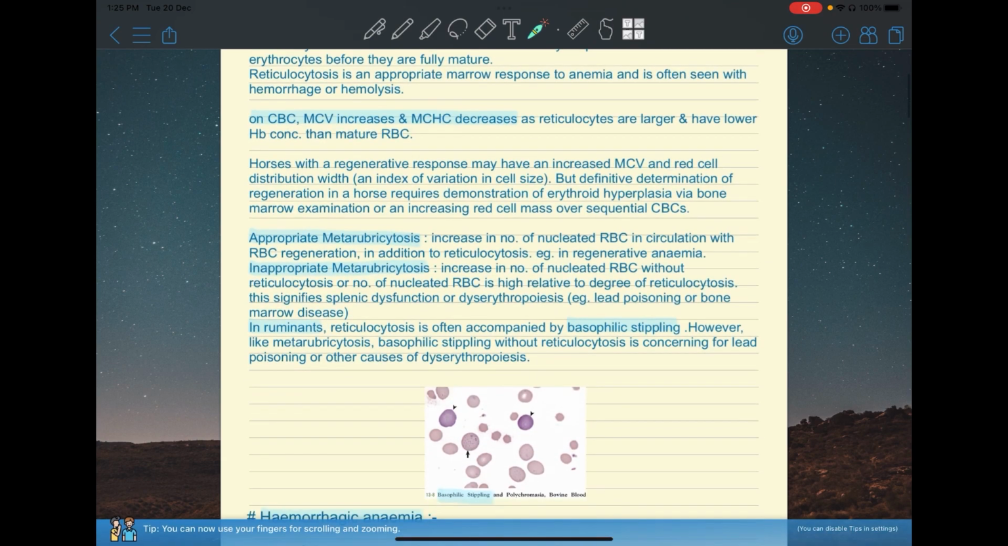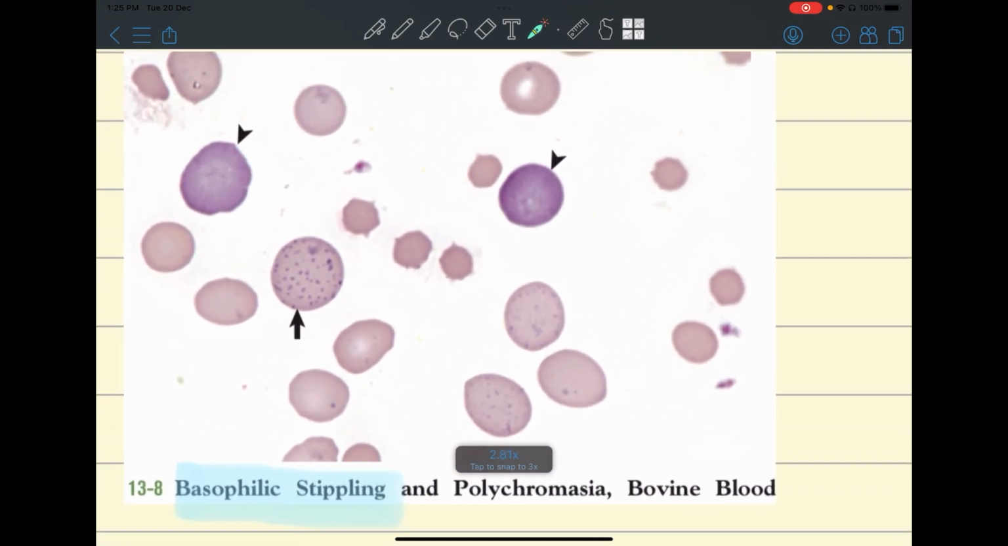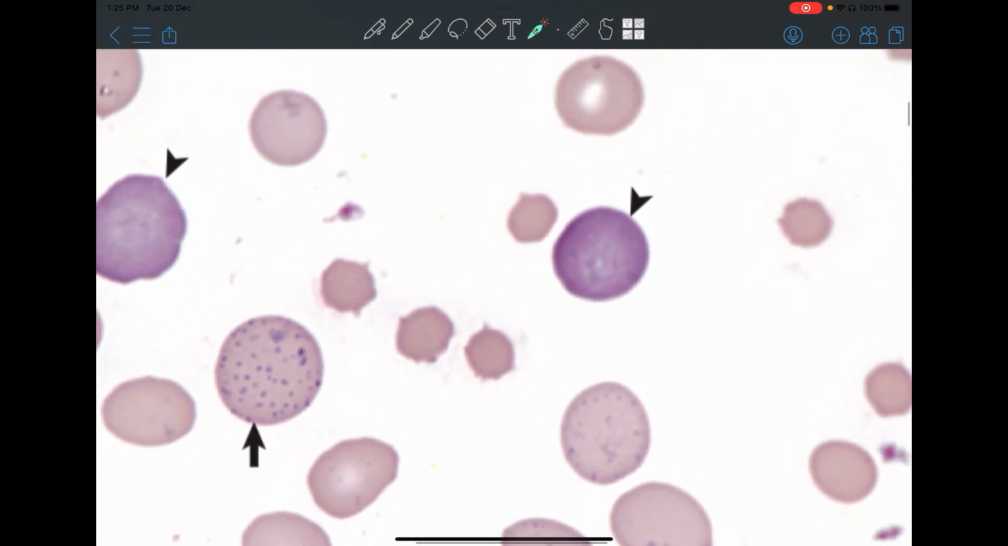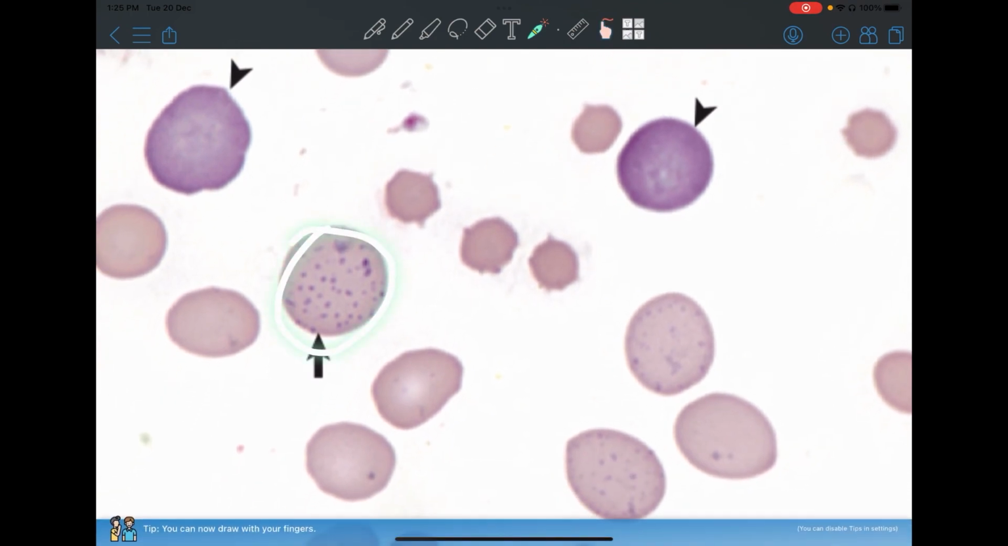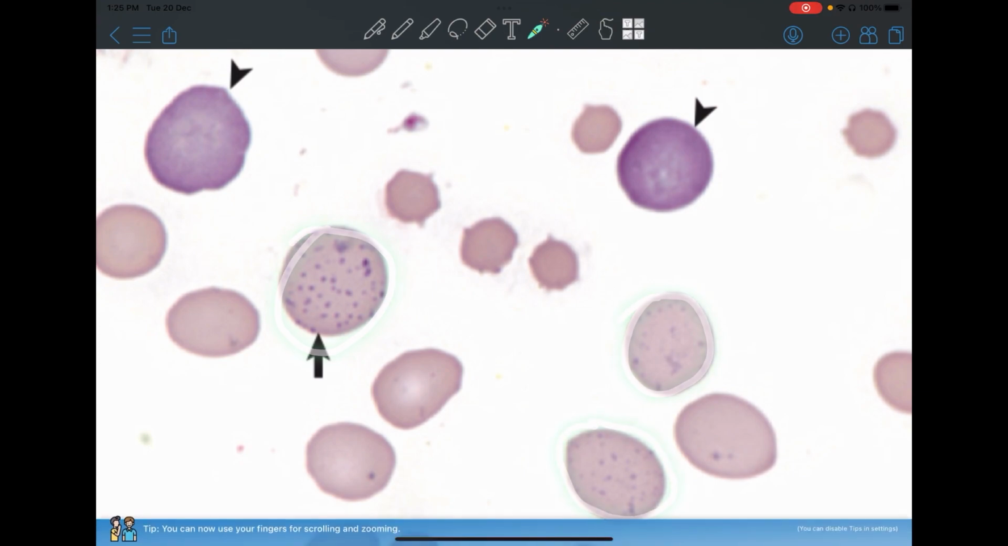So this is a blood smear of ox blood, stained by the Wright stain, and you can see this is polychromasia. These are reticulocytes.